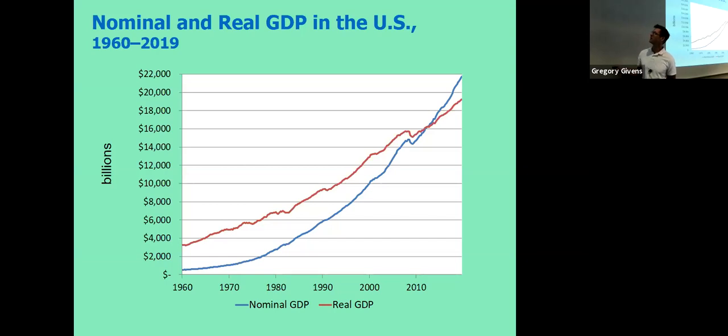If you were to see episodes where the blue line had a slope that was smaller than the red line, then Sam, what is happening? Prices are falling and we're experiencing deflation. One of those times, by the way, would have been during the Great Depression.